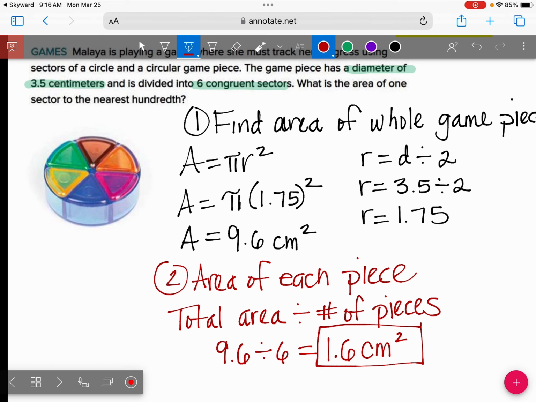So whenever they're equal, meaning that each piece is the same size, we can just divide the total area by however many pieces we had. Any questions about number 2 or number, whatever number this is? I don't even know.